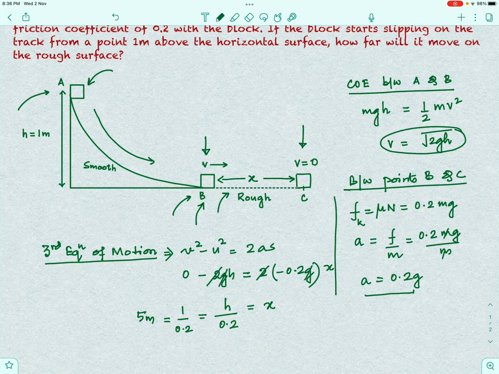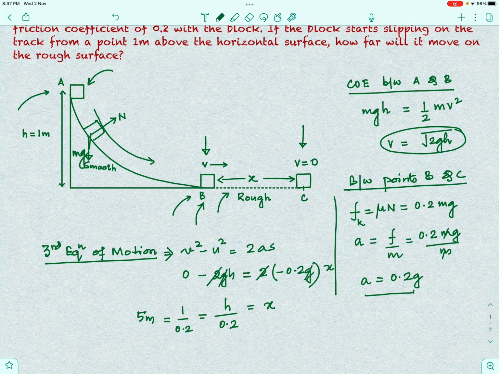Between the points A and B, there is no friction, right? There is only gravity and normal reaction acting on the block at any point in time, wherein the normal reaction will always be perpendicular to the direction of motion of the block. So the work done by normal reaction will always be 0. Whereas mg will be the force that will do work as the block moves down from A to B. So between A and B, it is only the force of gravity which is doing work.